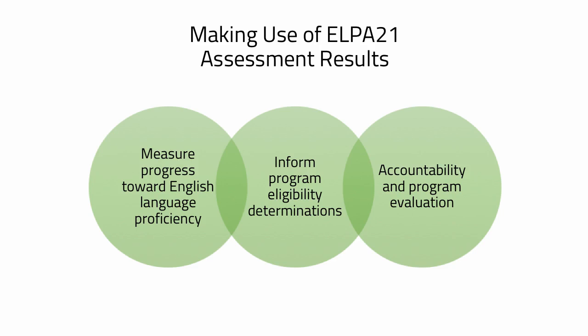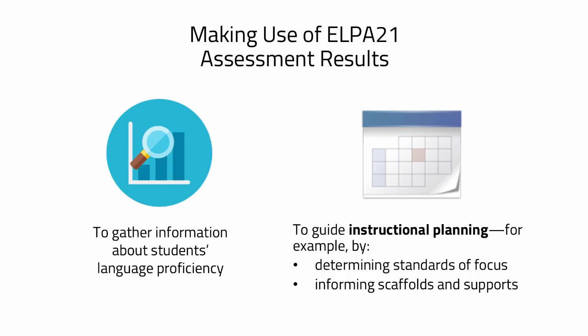There are many purposes for using outcomes from the annual ELPA 21 assessments. The scores measure students' progress toward English language proficiency and inform program eligibility determinations. The scores can also be used by policymakers and administrators for accountability and program evaluation purposes. But because we created these modules with teachers in mind, we especially want to illustrate how the assessment results can be a valuable source of information for classroom educators.